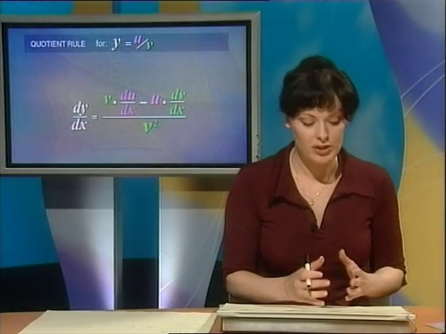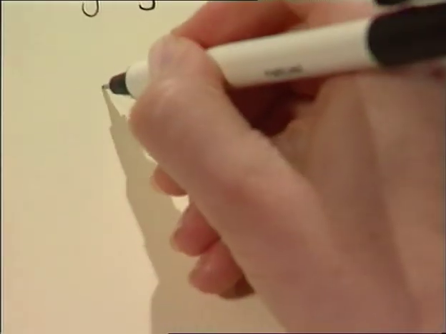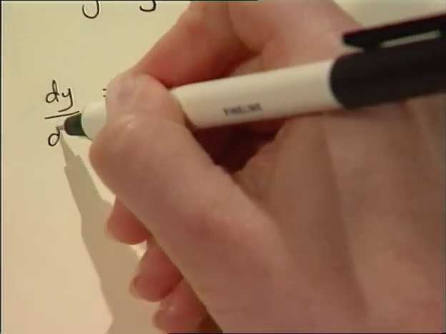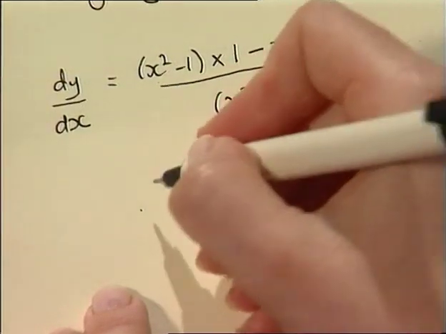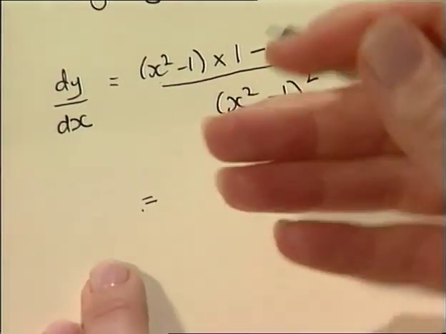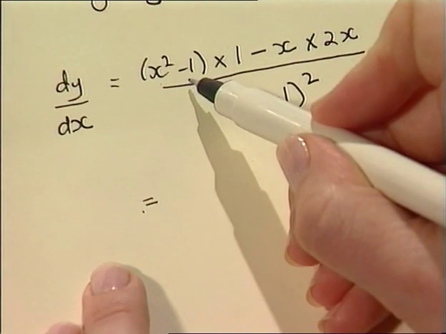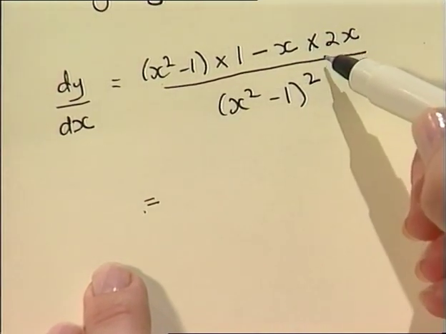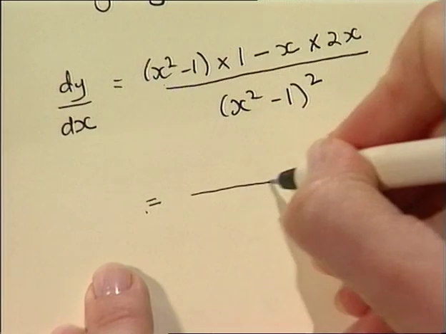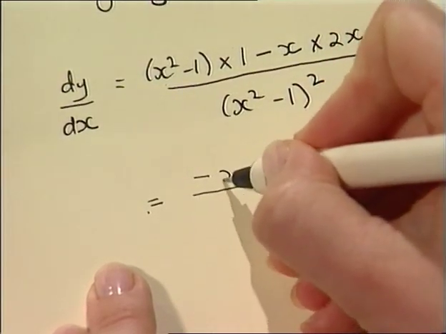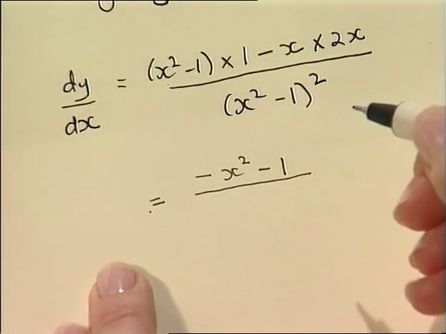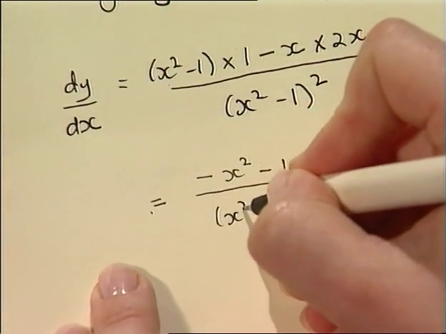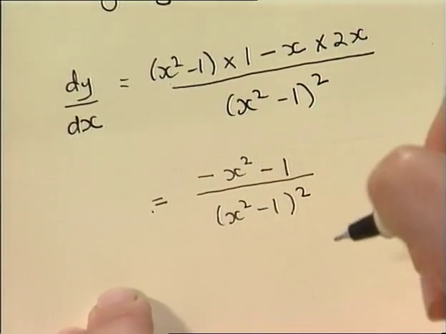So what I've done is differentiate x over x squared minus 1. So I can write this solution as dy by dx. Well, now all I need to do is tidy this up a little bit. So x squared minus 1 multiplied by 1, well, that just gives me x squared minus 1, minus 2x squared. So the numerator works out as negative x squared minus 1. And my denominator is v squared, so that's x squared minus 1 all squared.